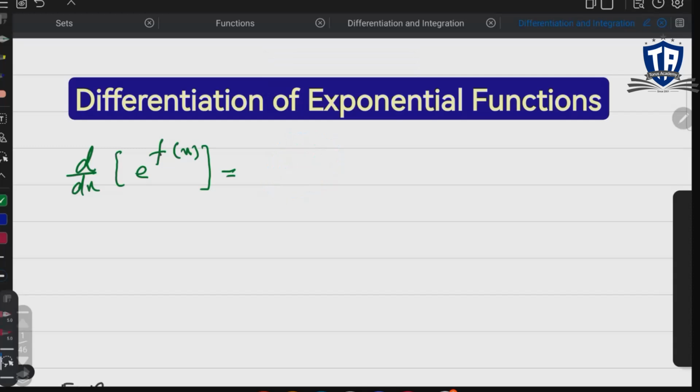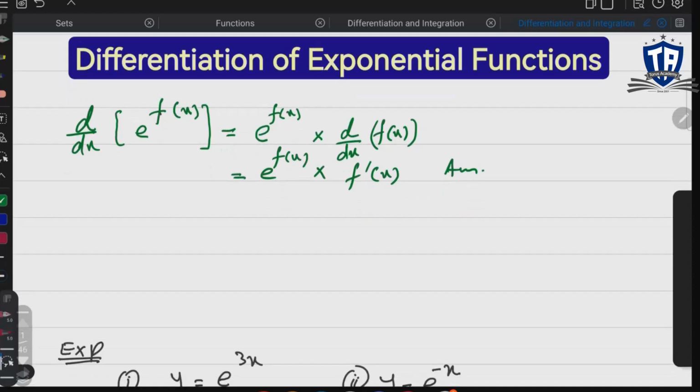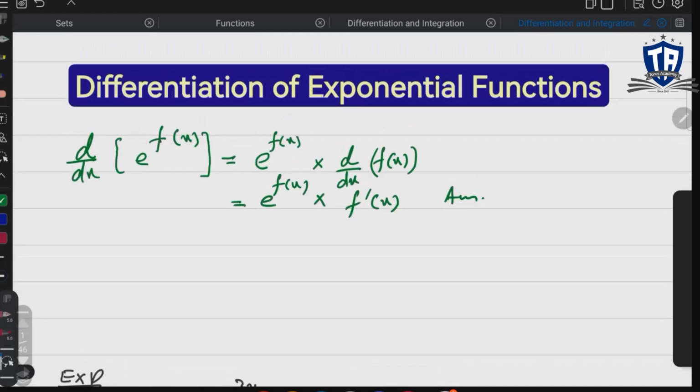Type of exponential function: e power f of x. When you take the derivative of this function, you write the whole function as it is and then multiply with the derivative of the power. So whatever you have in the power, you take the derivative of that power. After taking the derivative, it will give you f dash of x. So this is how we take the derivative of an exponential function.